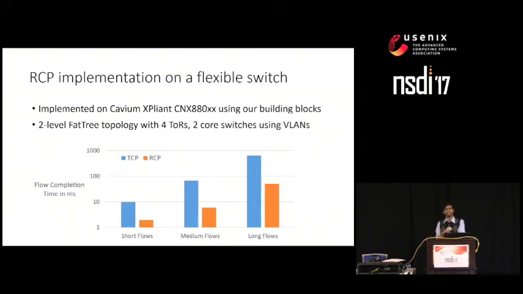And this is great, not because RCP did better than TCP, but because almost 10 years, or a decade after RCP was proposed, we finally have a hardware implementation that runs at line rate. And we are in the process of implementing it on the Barefoot Tofino switch that runs at an even higher 6.5 terabits per second.